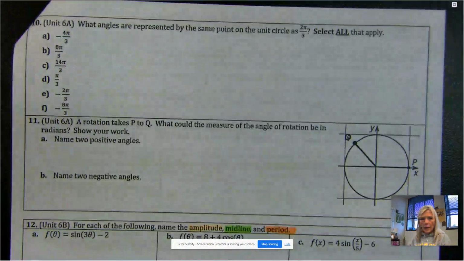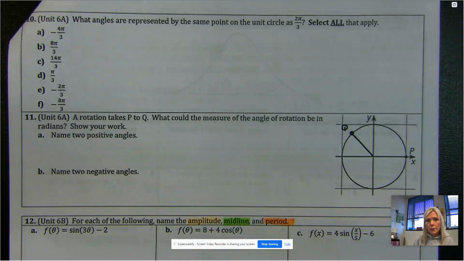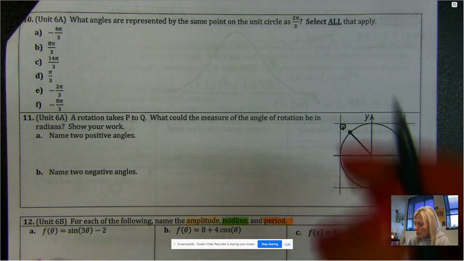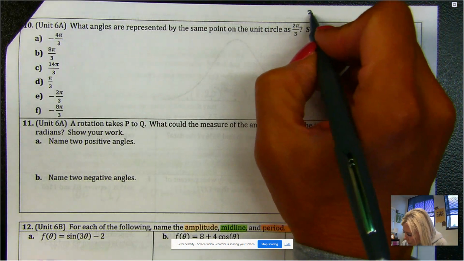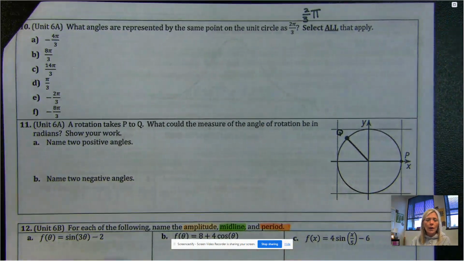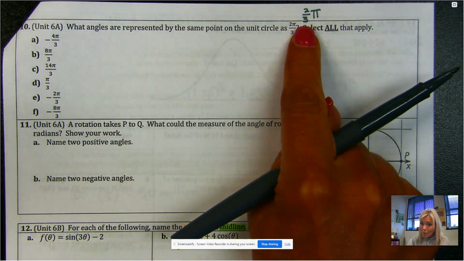Okay, moving on to the next page. We're looking at some angles. What angles are represented by the same point on the unit circle as 2 pi over 3, also known as 2/3 of pi? Okay, so first of all, any angle that's going to land in the same place definitely has to have the same denominator in the fraction, right?